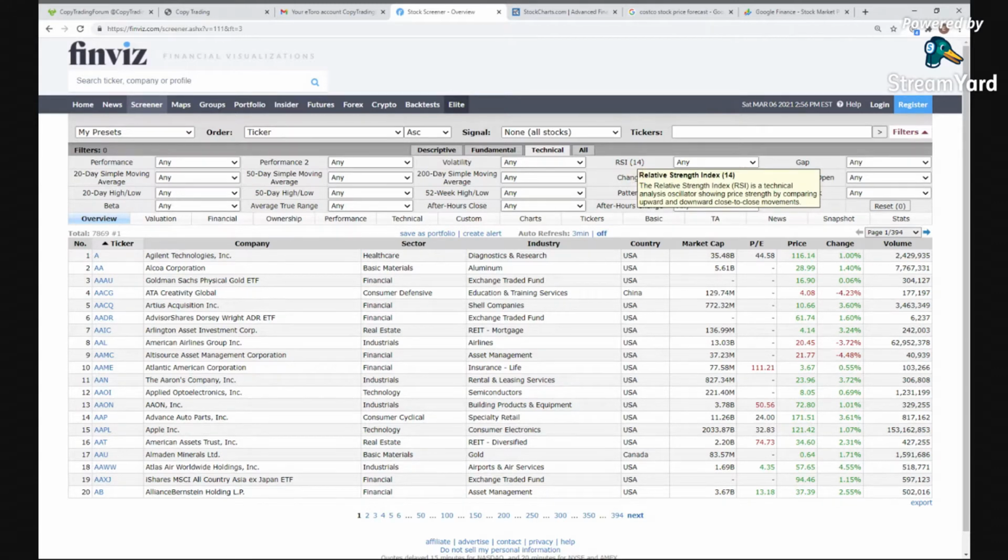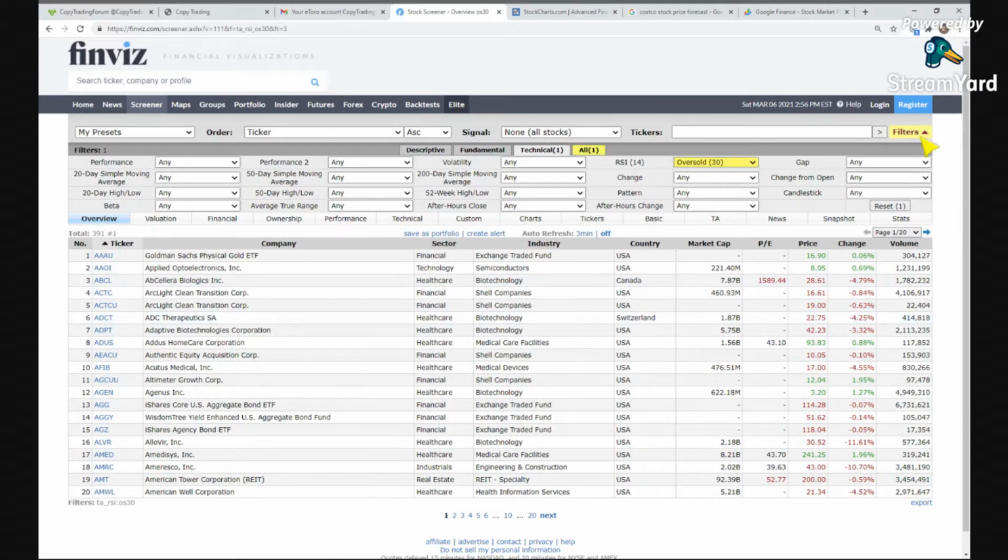So it says here that the relative strength index is a technical analytics oscillator showing price strength by comparing upward and downward close movement. I'll explain that in a minute. But all I do is select here. So remember I said 30%. So I click on 30%. Even if it's below the 30%, 20% is even better. So I click on that and then I just click enter. And let's see here.